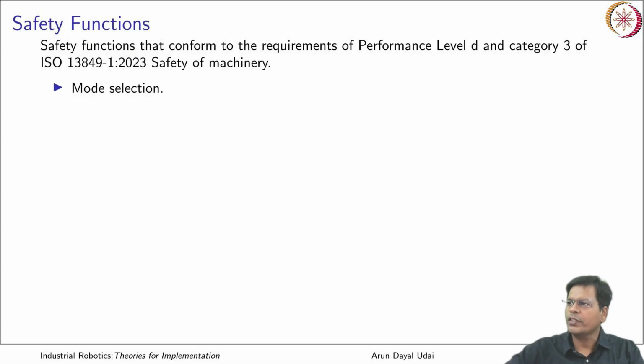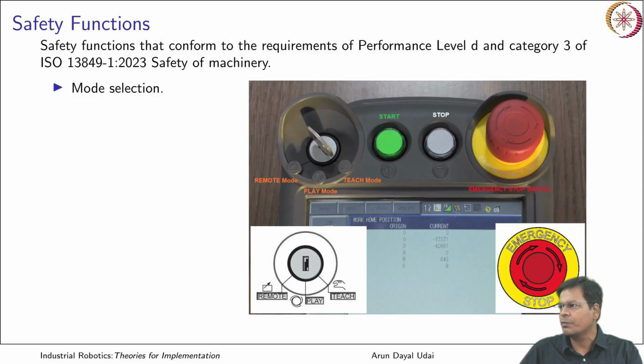Okay, so the first one is the mode selection switch. What is the mode selection switch? Just see in this image. You have a key which can turn to 3 positions: remote mode, play mode, teach mode. There can be other modes also in the case of different robots. This is from a Yaskawa GP12 robot with YRC1000 controller.